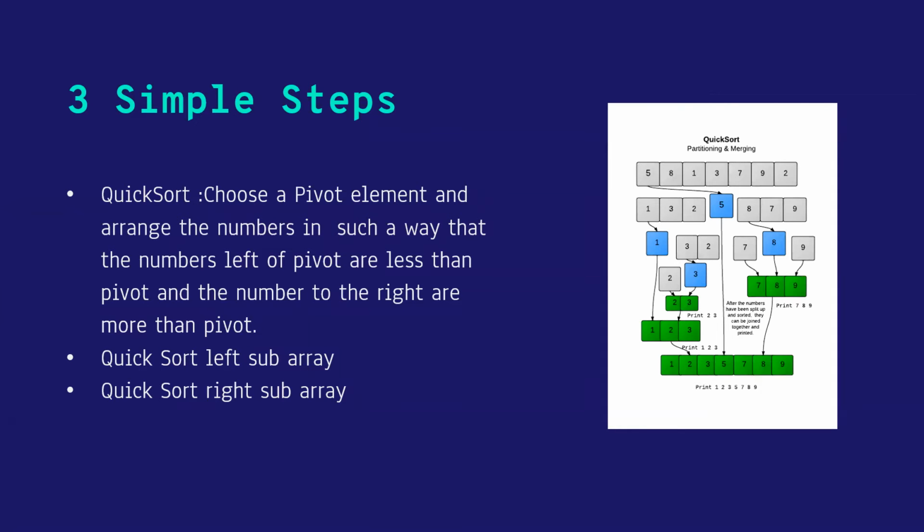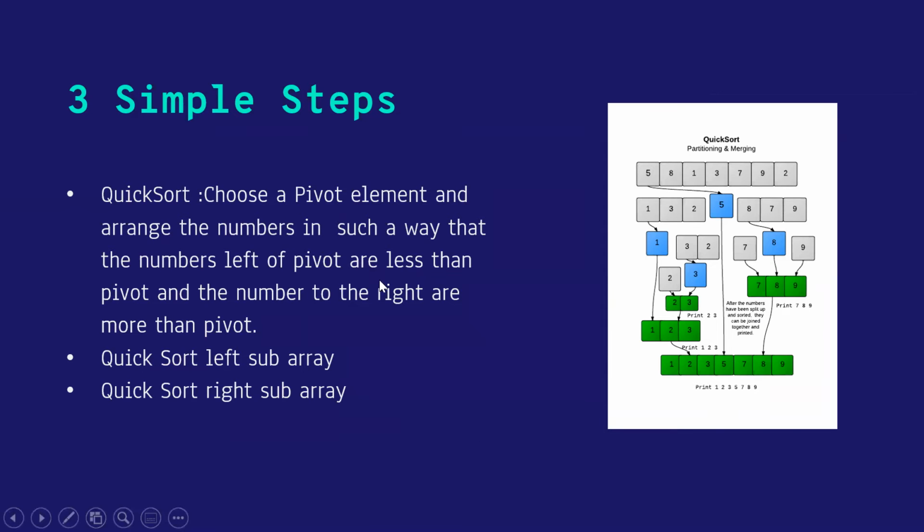Quicksort basically contains three steps. First, you choose a pivot element. There are several ways to choose a pivot element. In the following example, we have chosen the first element as pivot. We'll discuss a few more things later.